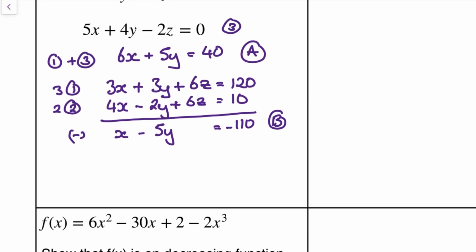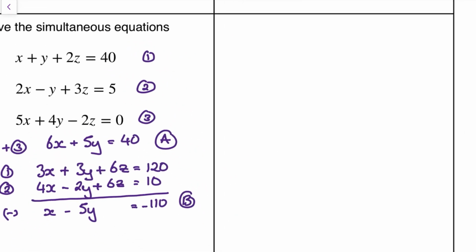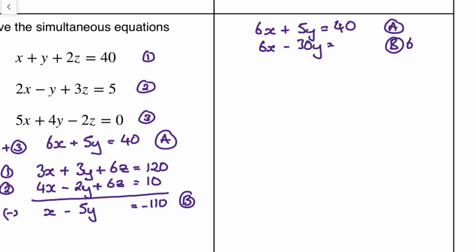Well, let's do it over here, so I've got a bit more space. Let's just write down equation A again. So equation A is 6x plus 5y is equal to 40. That's my equation A. And I'm going to take equation B. Let's make the x's the same. So I'm going to multiply this by 6, which is going to give me 6x, remember, I'm multiplying B by 6, minus 30y is equal to 6 times 110.